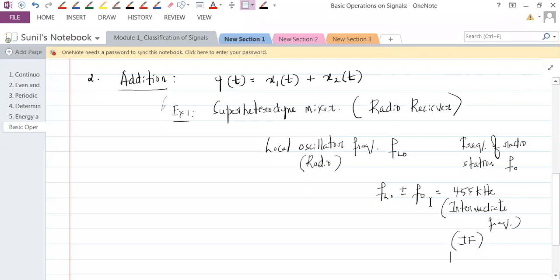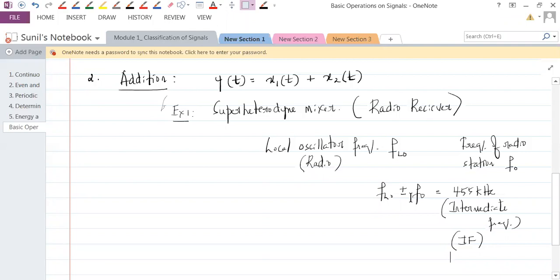What is so special about 455 kilohertz? There is a tuner, and if that is tuned to this particular frequency, then only that particular station can be listened to. So where do we go for adding or subtracting the two signals? In something called a heterodyne mixer, which you find in a radio receiver. It helps in mixing the two signals, which means adding or subtracting. And if the sum or the difference of the local oscillator frequency and the frequency of the radio station happens to be 455 kilohertz, then we'll be able to listen to this radio station, otherwise no.